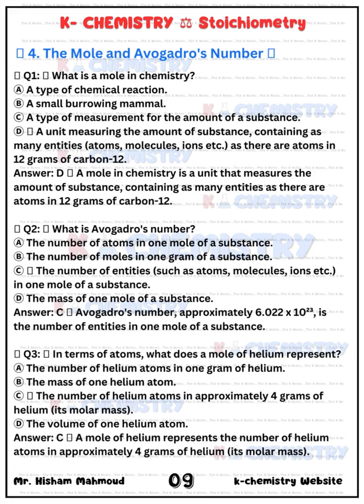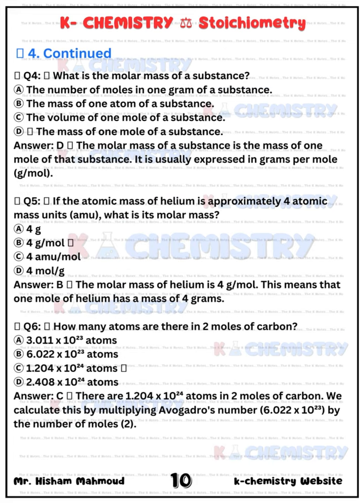And what is the molar mass of a substance? It is the mass of 1 mole of the substance. It's usually expressed in grams per mole. If the atomic mass of helium is approximately 4 atomic mass units, what is its molar mass? The molar mass will be 4 grams per mole. And how did we know that? We know it from the periodic table.